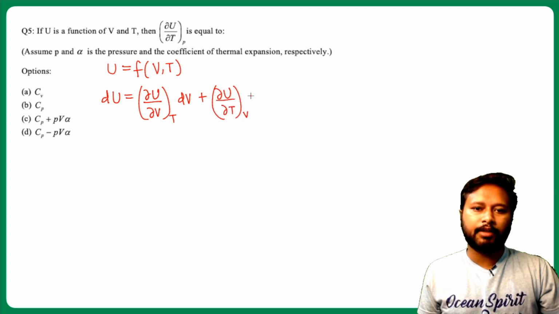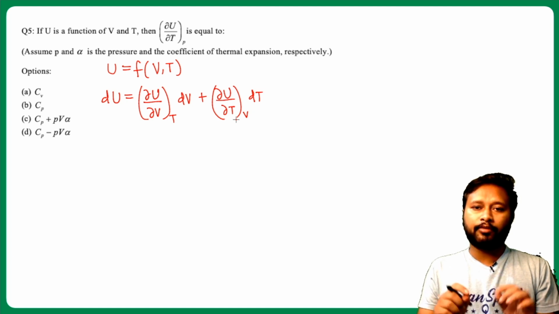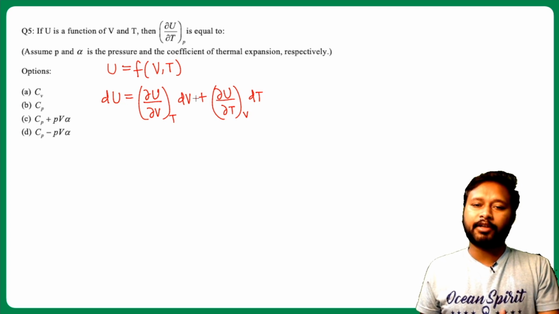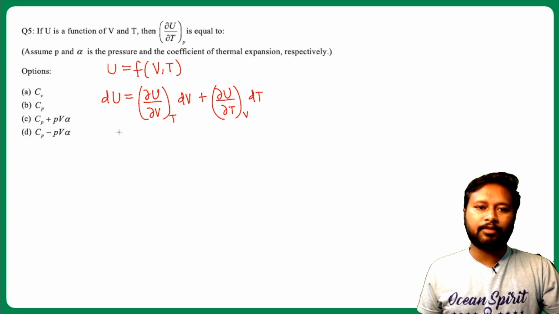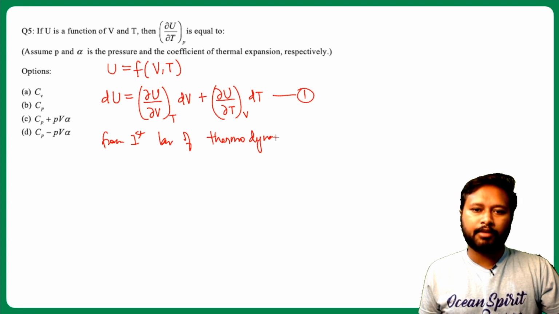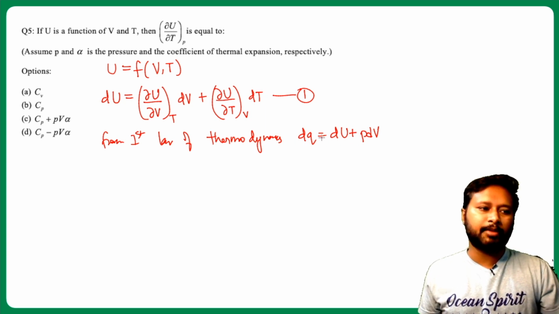at constant V dT. I want to know from you guys what this equation is called, or what do you call this type of representation? Now once you are done with this, you also know that from the first law of thermodynamics, let's call it equation 1, we have dq is equal to dU plus PdV, right? Or you can say dU is equal to dq minus PdV, so you can use that as well.